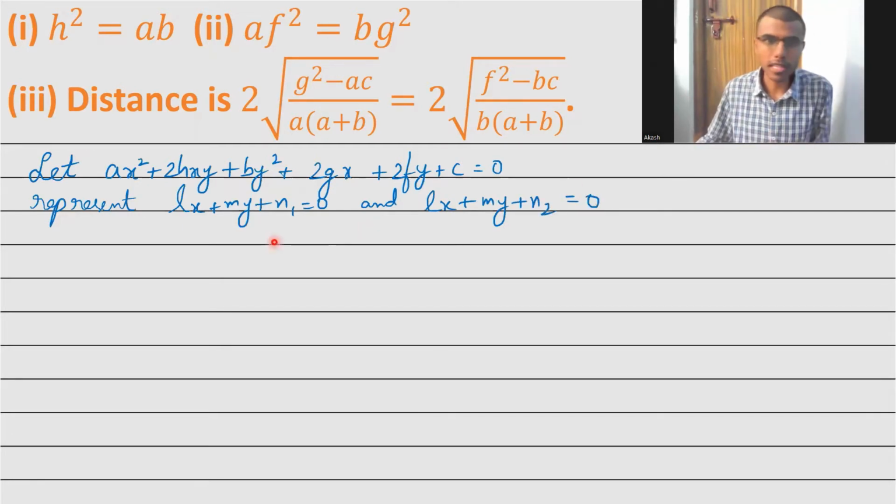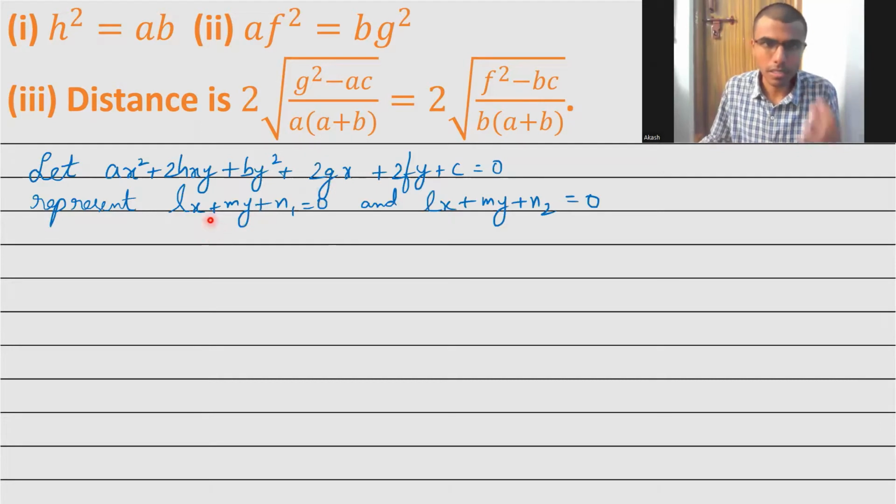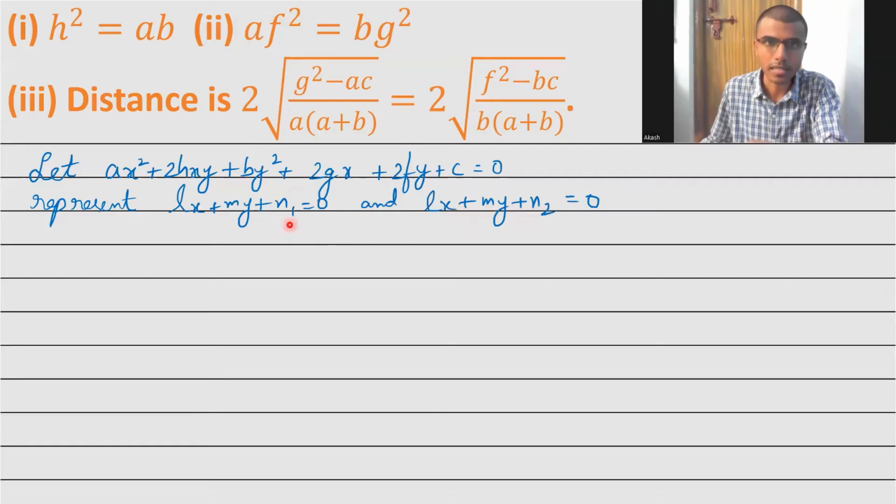Now, why it came out like this, why not L1x plus M1y plus N1 and L2x? Because here it's given that this equation represents a pair of parallel lines. Parallel lines only differ in their constant. So if my first equation is Lx plus My plus N1 equal to 0, then my second equation is going to be Lx plus My plus N2 equal to 0. The first two terms remain as they are. This is the first part which all of you need to understand. Okay, next.